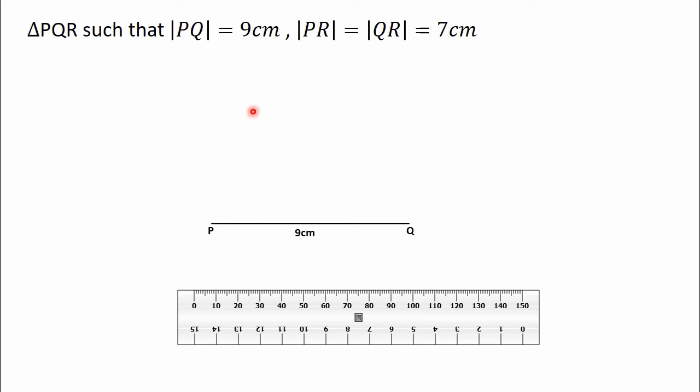Now let's move on to the next side. The next side is PR. The length of PR is 7 centimeters. To get this, you pick your compass and you measure 7 centimeters on the ruler. You put the needle of the compass on 0, then you stretch the other part to 7 centimeters or 70 millimeters on my ruler. So you measure 7 centimeters with your compass on the ruler. Then you move the needle of the compass to point P. Since the side we are constructing is PR, you put the needle on point P, then you turn the compass and construct an arc.